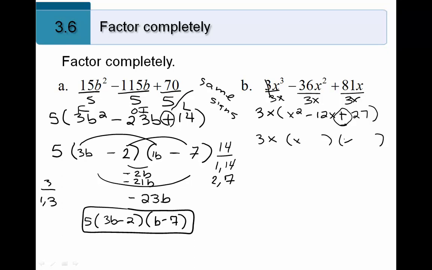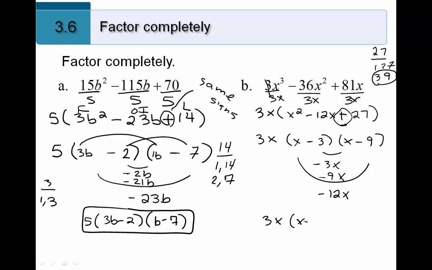X times x is x squared. I have factors of 27. My choices are 1 and 27, and 3 and 9. I want the two that will add up to 12, so 3 and 9. 3 times x is 3x. X times 9 is 9x. I need it to add up to negative 12x, so they would both need to be negative. So I get 3x multiplied by x minus 3 multiplied by x minus 9.